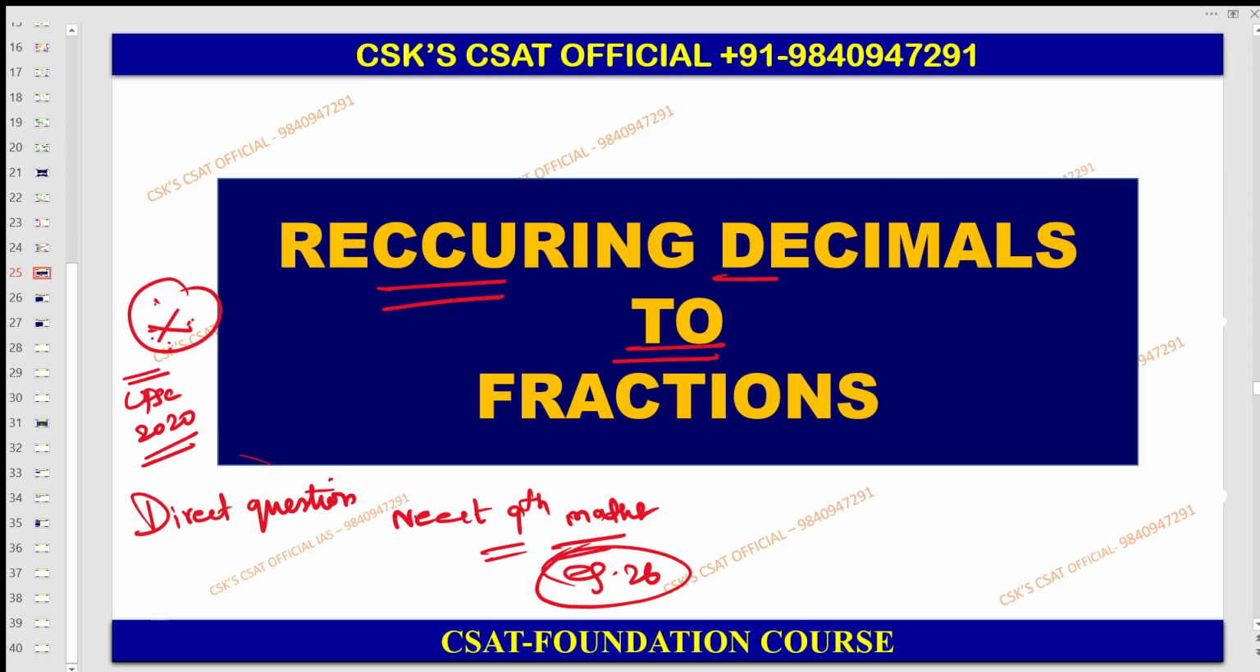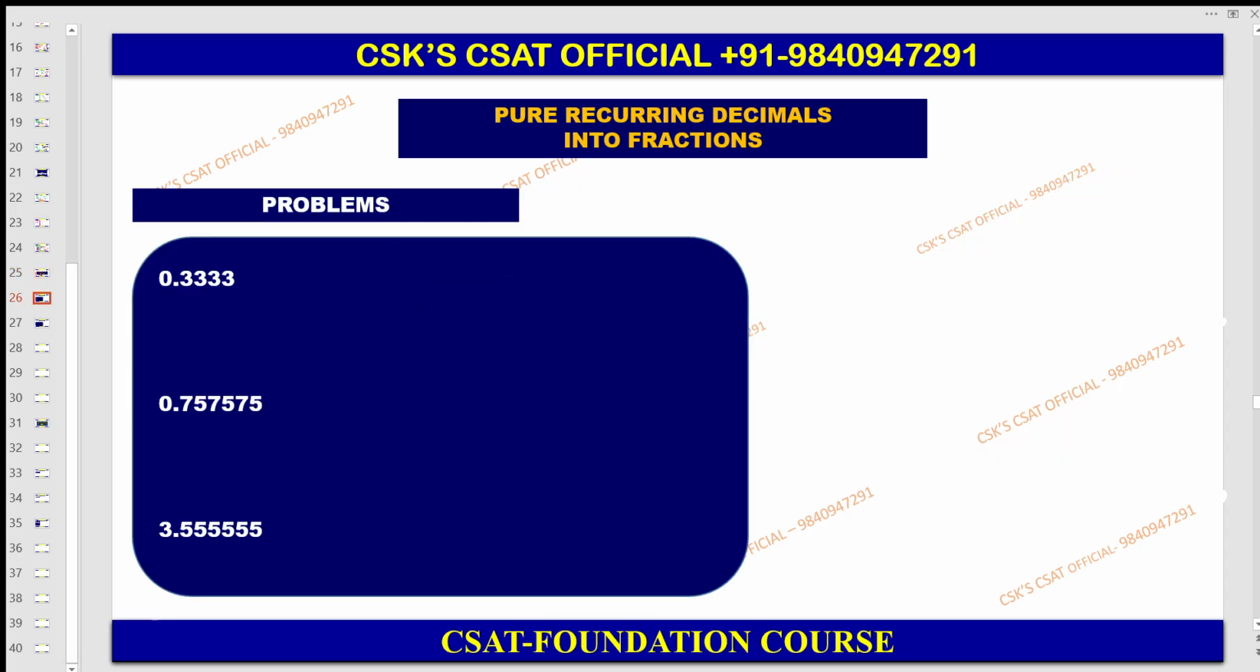Let me elaborately expand this concept called recurring decimal, because this recurring decimal has two concepts. One is purely recurring and another one is mixed recurring. Let me tell you what you mean by purely recurring and what you mean by mixed recurring. The first one is converting a pure recurring decimal into a fraction. Fraction I taught you yesterday. Now let us see what you mean by purely recurring.